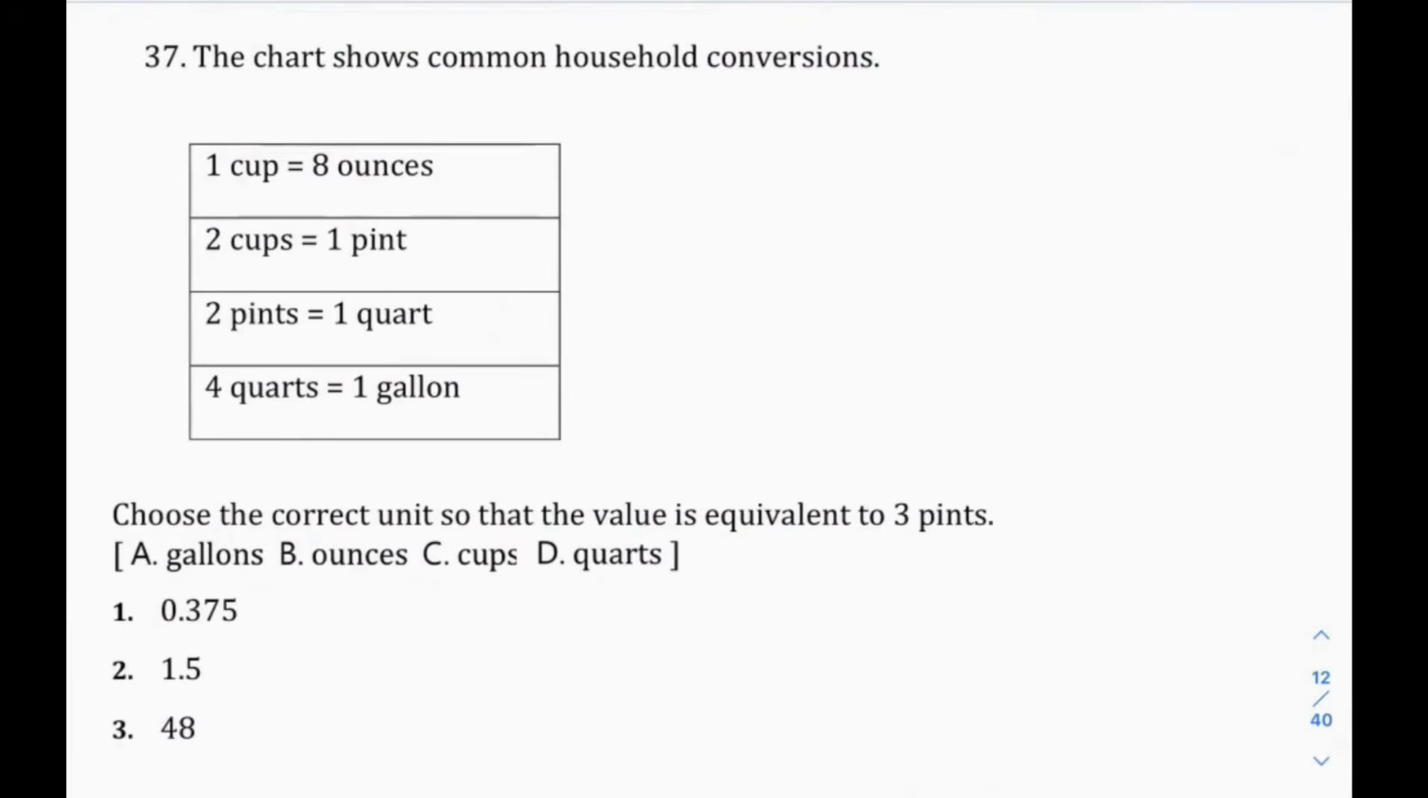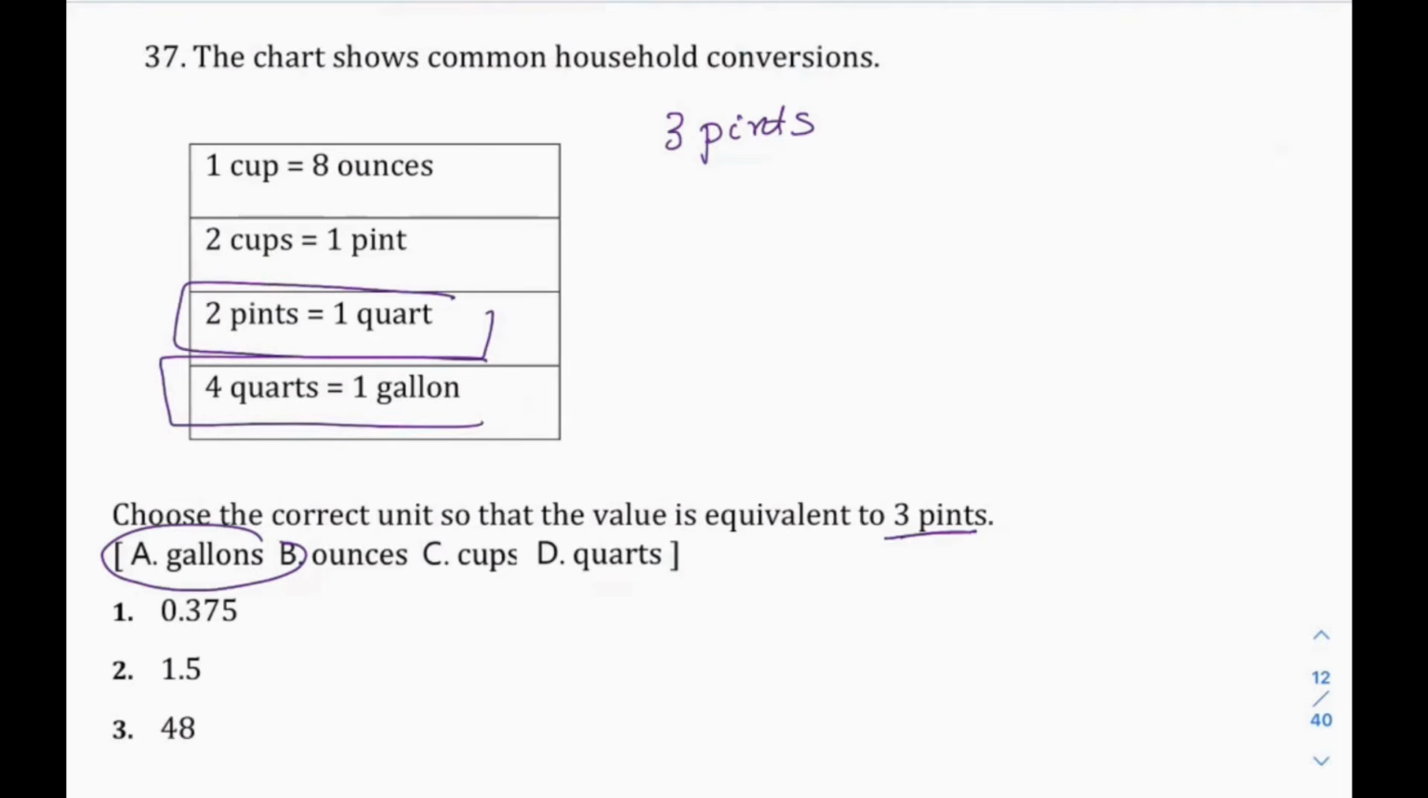We have here some conversion factors that we might need. Choose the correct unit so that the value is equivalent to 3 pints. So we have here 3 pints. This is the given. Now, if you want to convert from pints to gallons, where is the conversion factor that can help us? Actually, there is no direct formula from pints to gallons. So we will use it in an indirect way. We have here a relation between pints and quarts, and we have a relation between quarts and gallons.